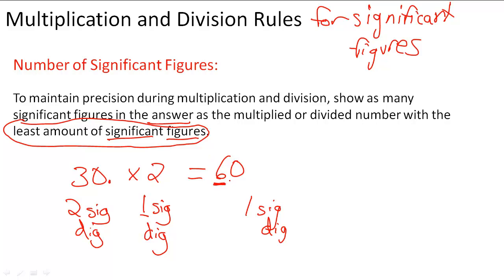So remember, when we're doing multiplication and division, we have to count the number of significant figures, and the answer has to have the same amount of significant figures as the number that has the least amount of significant figures.